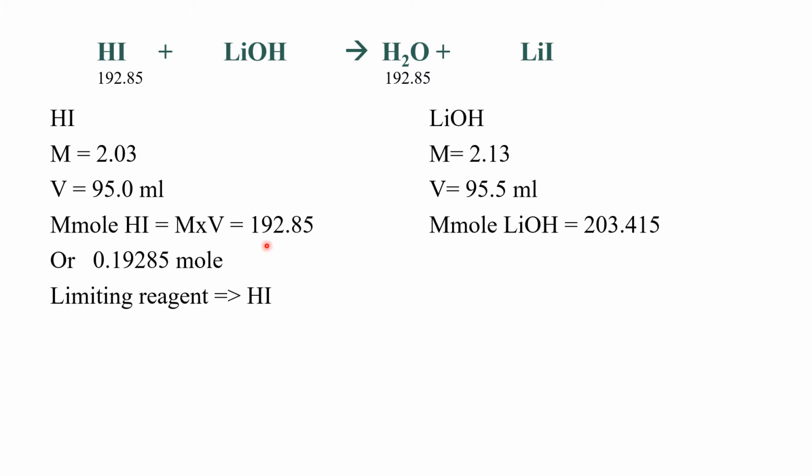So, alin ngayon ang limiting reagent? Compare this and this. Saan ang mas konti? Siyempre, ito. So, HI is the limiting reagent. So, the limiting value for the millimole is 192.85, or kung i-convert yan sa mole divided by 1,000 will give you 0.19285 mole.